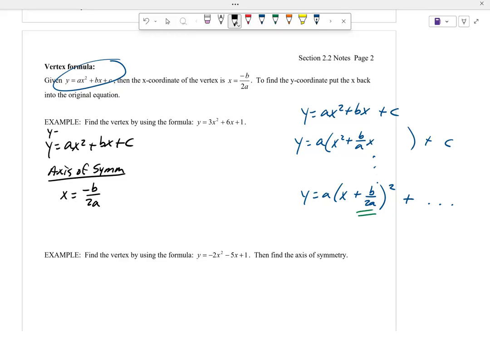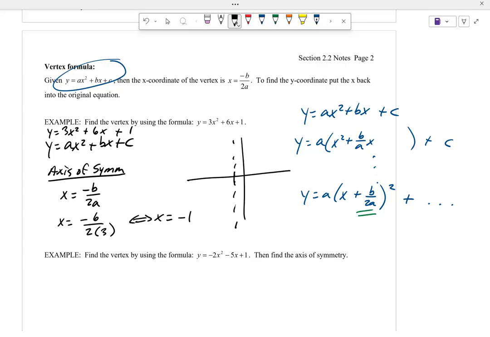So you've got, this is 3x squared plus 6x plus 1. So your a is 3, b is 6, c is 1. So let's find the middle of this graph. -b over 2 times a. So x equals -6 over 6, -1. So x would be -1. That would be the middle of the graph.